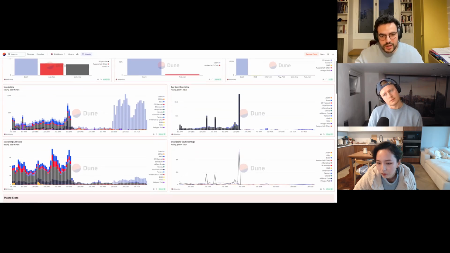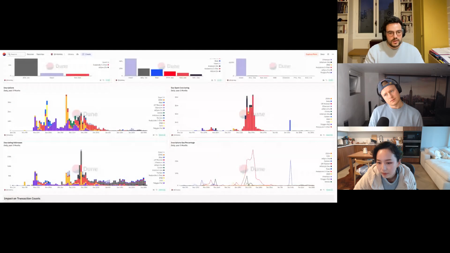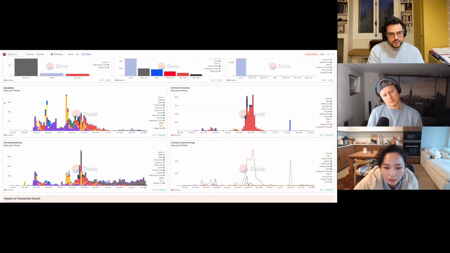But if we zoom back on a weekly view in November and December, it really happened quite a bit. There were quite a few inscriptions. I think Avalanche was the one with the most inscriptions, where gas was taking like 30% in some weeks.